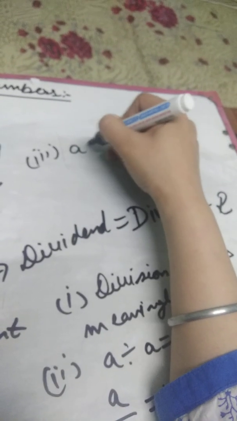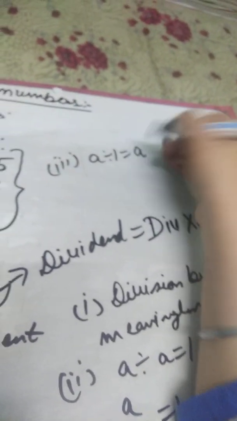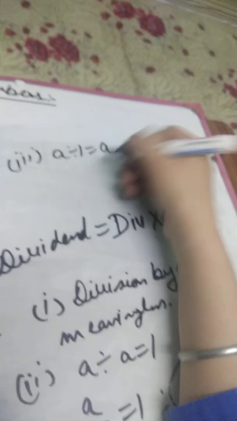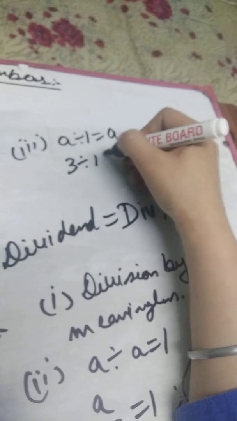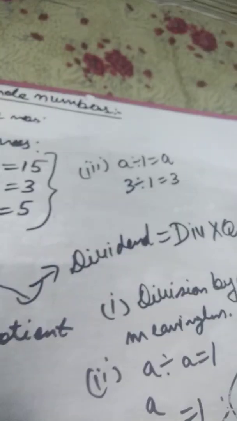Next we have the third part, which says A divided by 1 is A. Let me tell you by an example. We say 3 divided by 1 is 3. You can take an example.